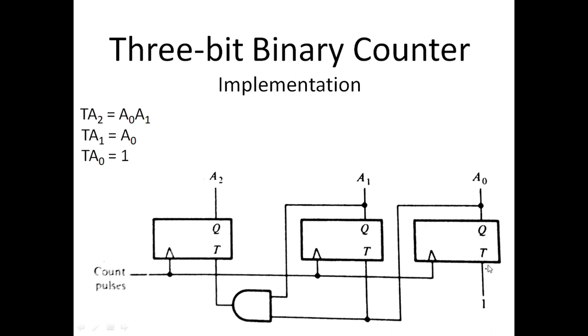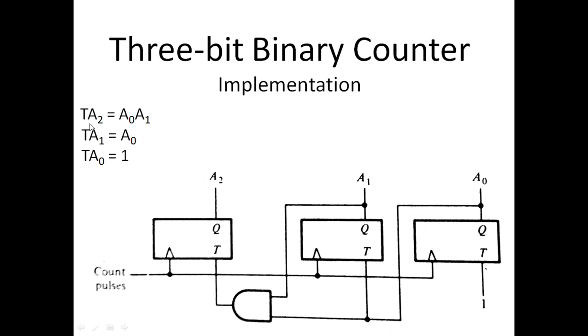Similarly, each flip-flop has a T input, and when we generate the inputs as per the Boolean functions created here, we will get the desired binary sequence at these outputs. So the Boolean functions here tell us TA0 is just 1. The T input of flip-flop 0 is 1. The T input of flip-flop 1, which is TA1, is a 0. So a 0 is taken from here and connected with the T input of flip-flop 1.